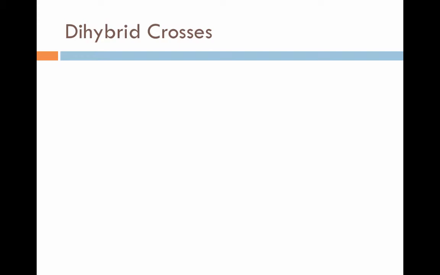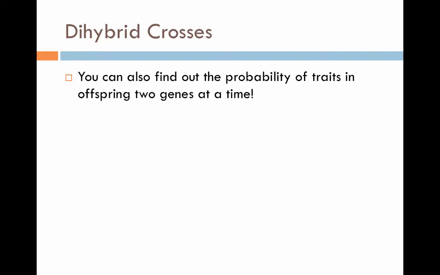The reason I bring this up is because not only can you cross one trait at a time, but you can cross 2 genes or 2 traits at a time. And we need to know the law of segregation plus this other law coming up in order to do them.